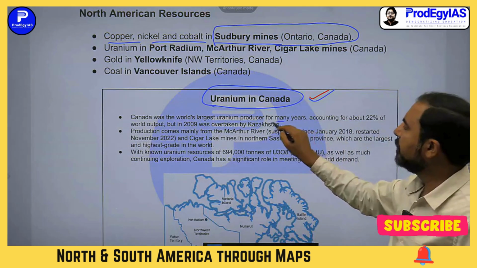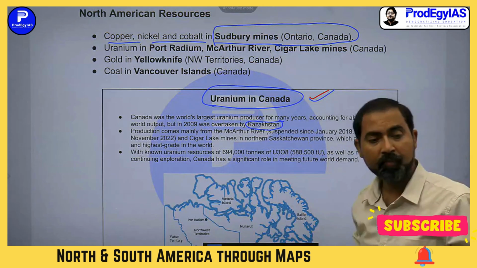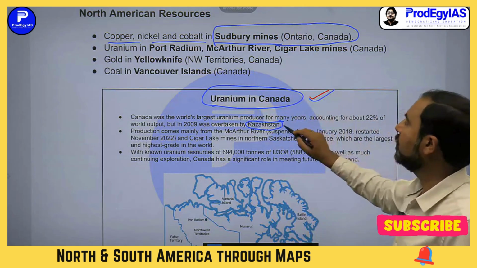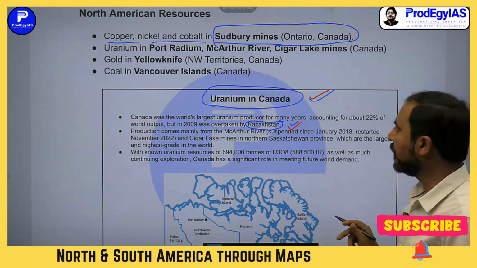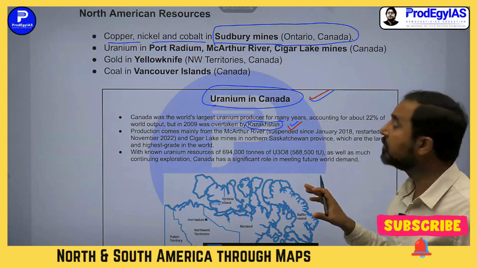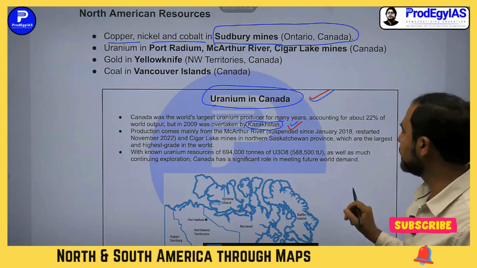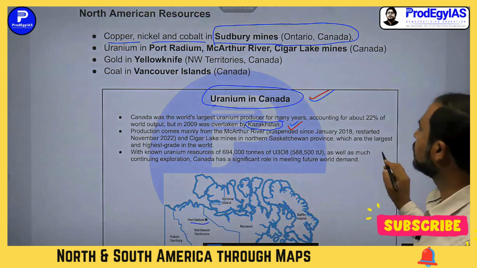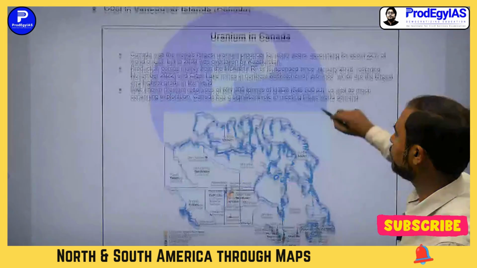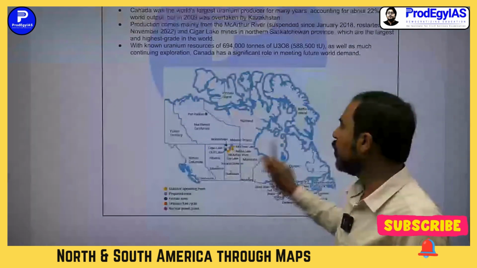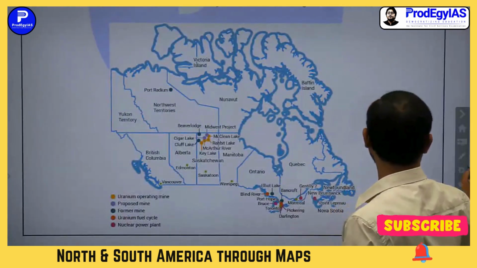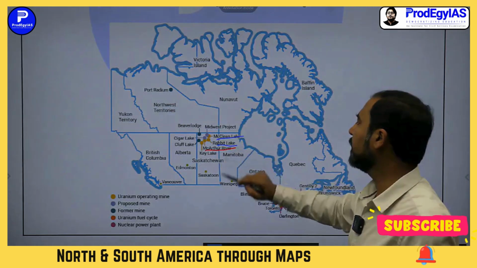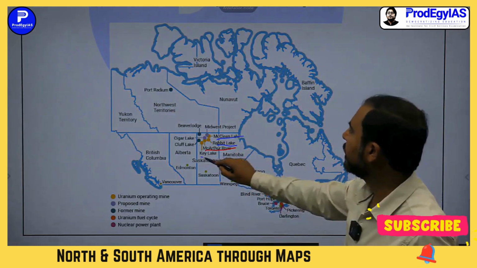Very recently, it has been overtaken by Kazakhstan. Still, it has the largest reserves. Okay, Canada. So, production-wise, now Kazakhstan has overtaken, but it has reserves. It has resources. So, they are important resource regions like this Port Radium. In this map, you can see they are the uranium operating mines. Yeah, McLean Lake, Rabbit Lake, MacArthur Lake, they are the key lake.